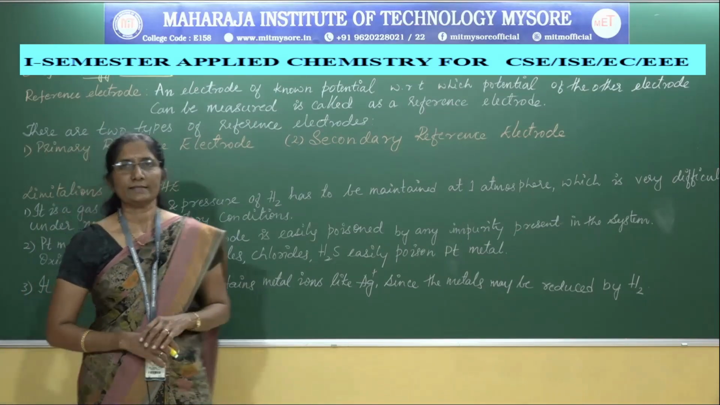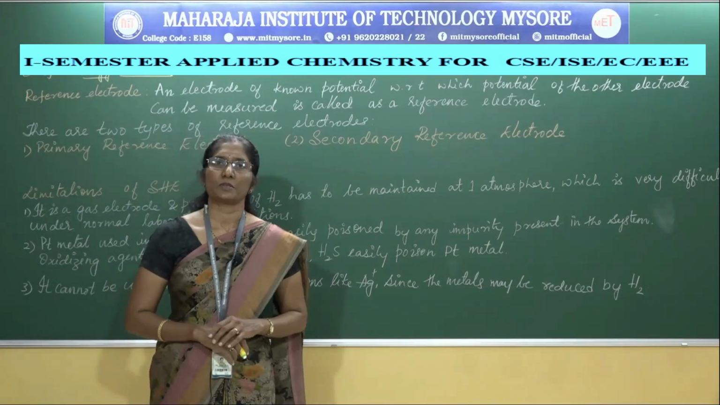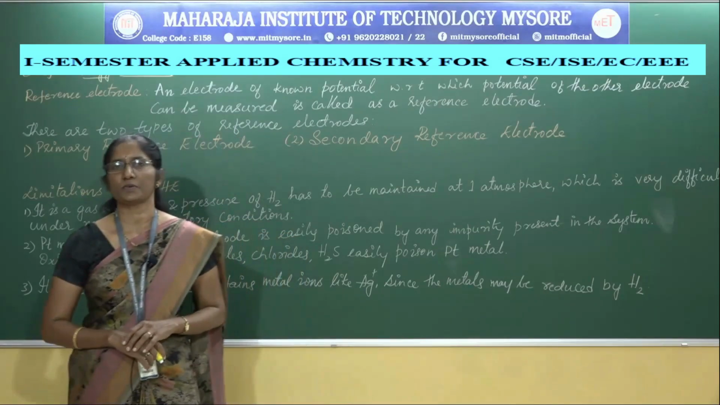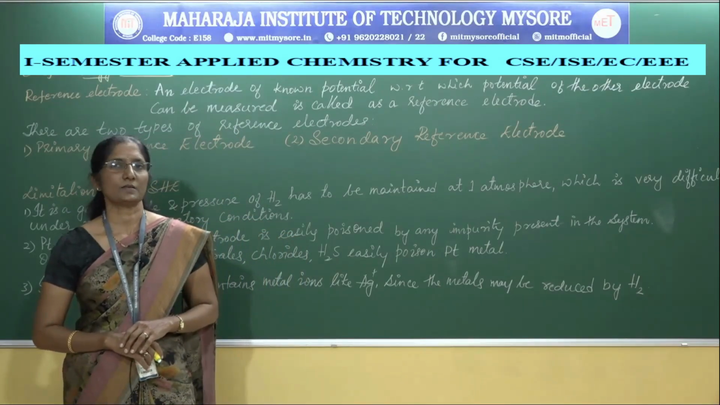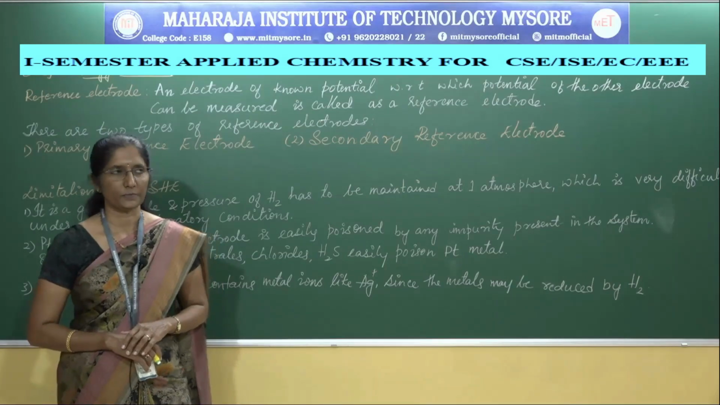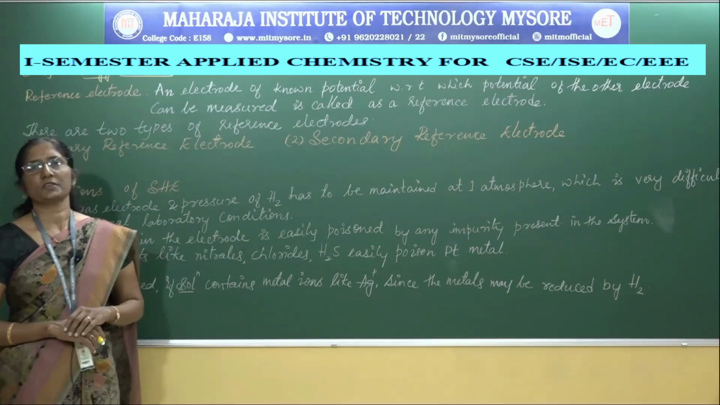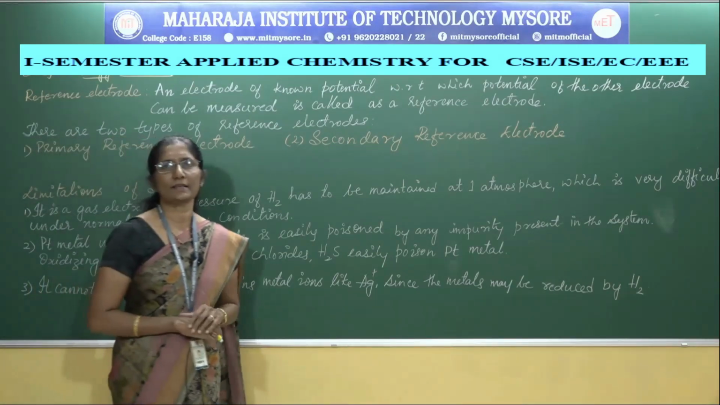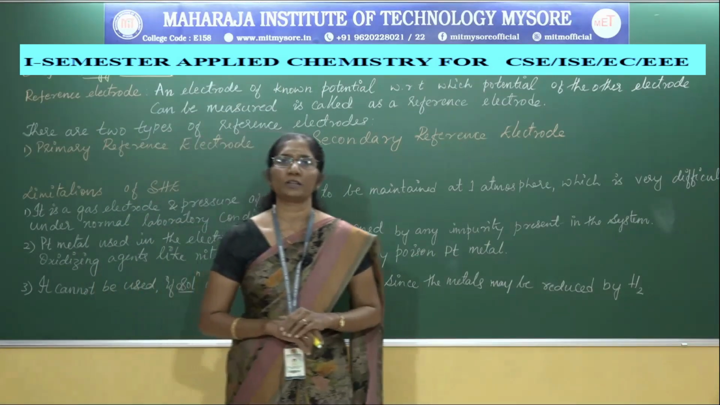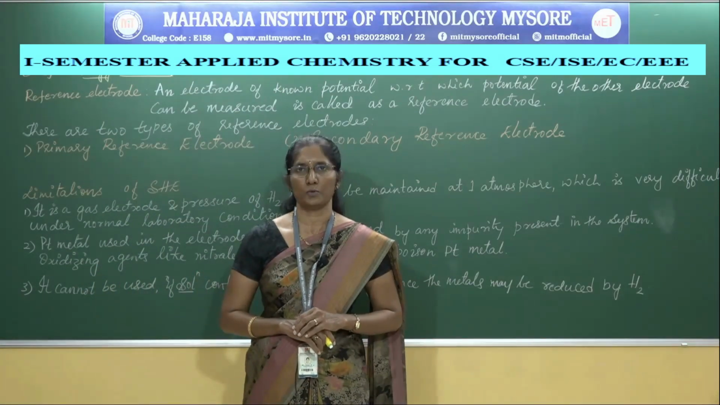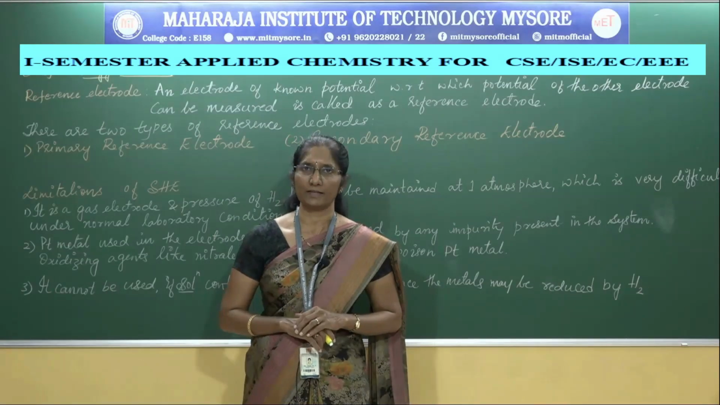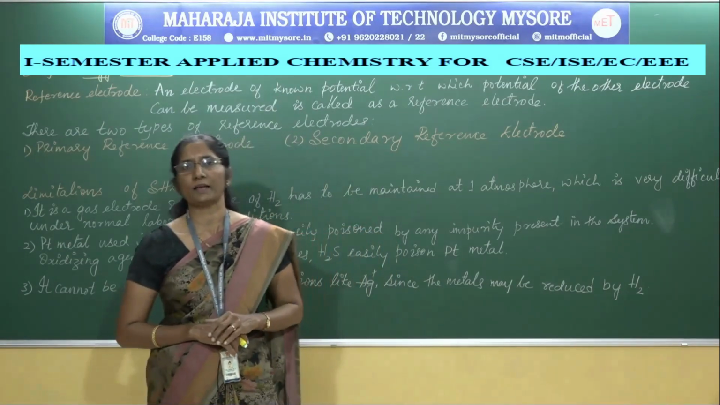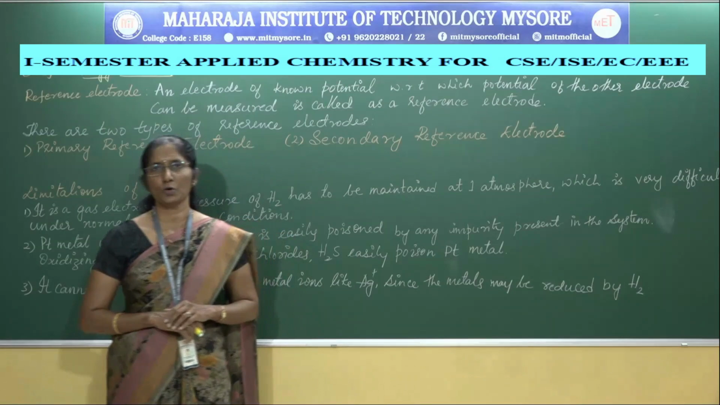Good morning everyone. In this session, we discuss the reference electrode, types of reference electrodes, and the construction and working of the calomel electrode. In order to measure the potential of any single electrode, it should be coupled with another electrode of known potential to form a galvanic cell. The EMF of the galvanic cell is measured by using a voltmeter.